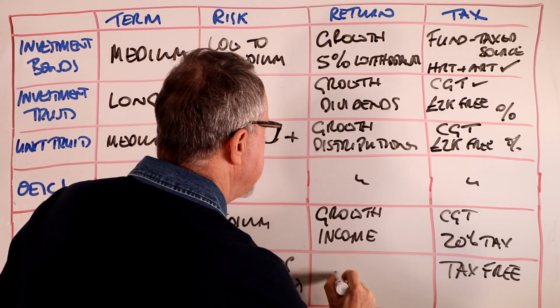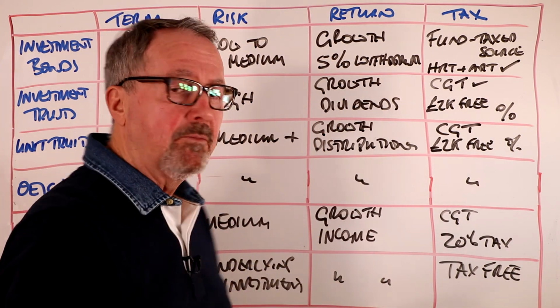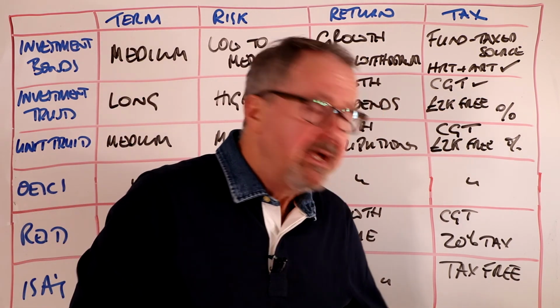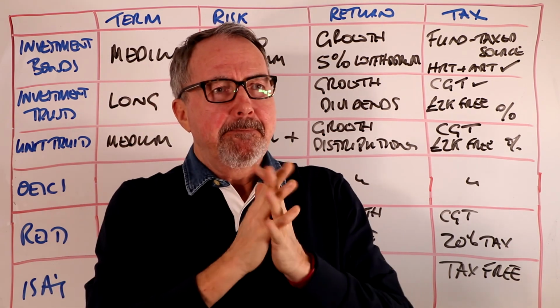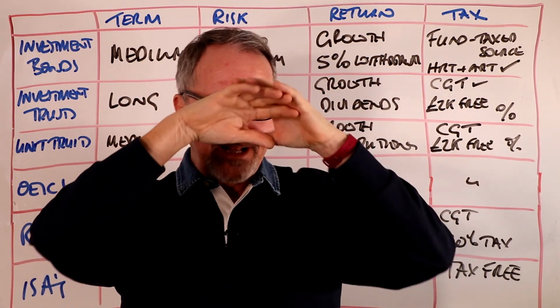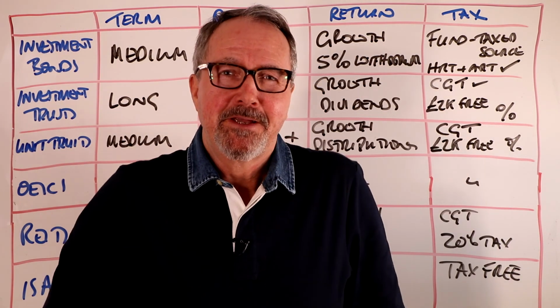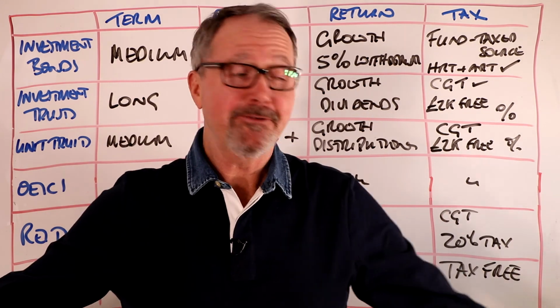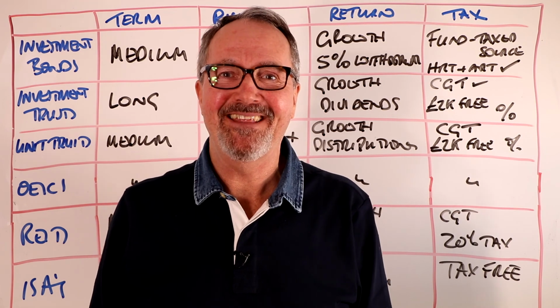Return is the same. It's growth and income, again, depending on what you've got. That's pretty much what the ISA is. Remember, it's not an investment. It's a wrapper. A bit like Harry Potter, you know, he had this little blanket he put over and made himself invisible. Same thing, you just put this blanket over an existing investment and you make it tax-free. How cool is that? Can't get much better than that one, can we?